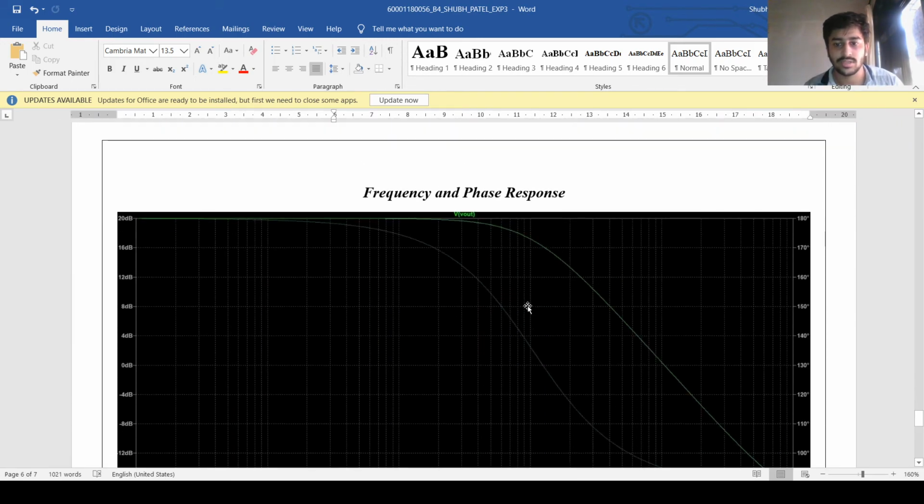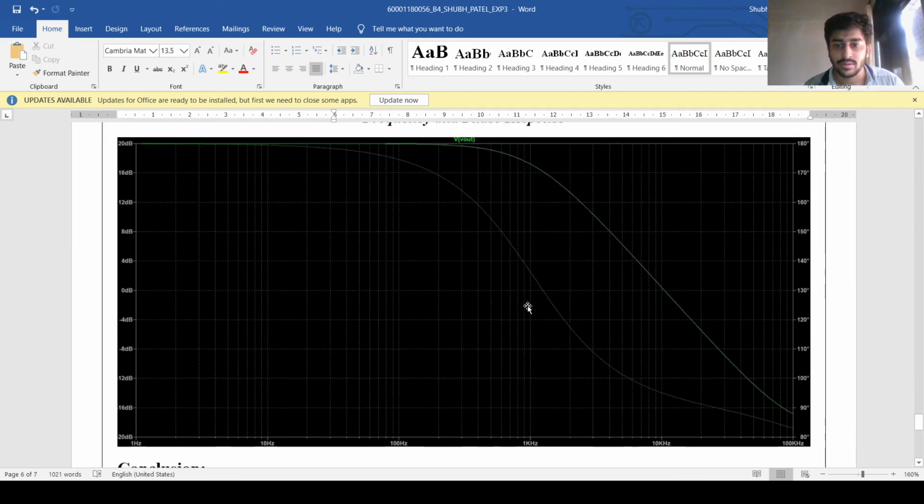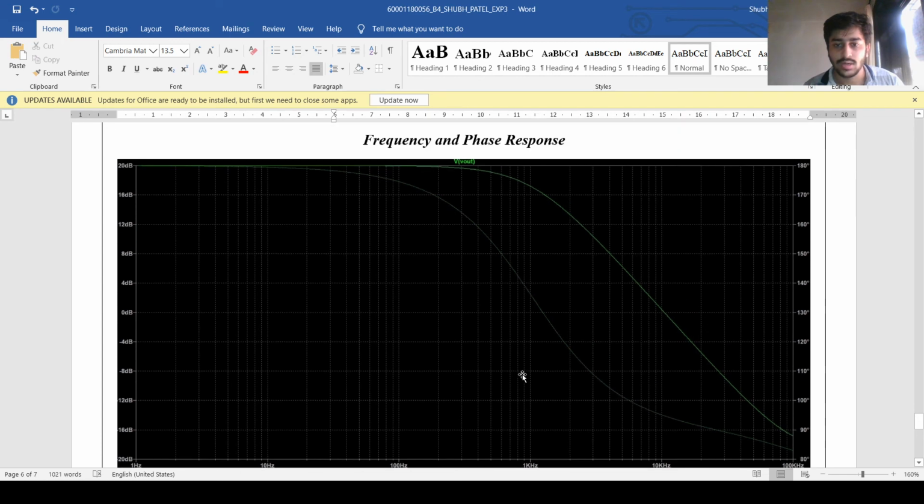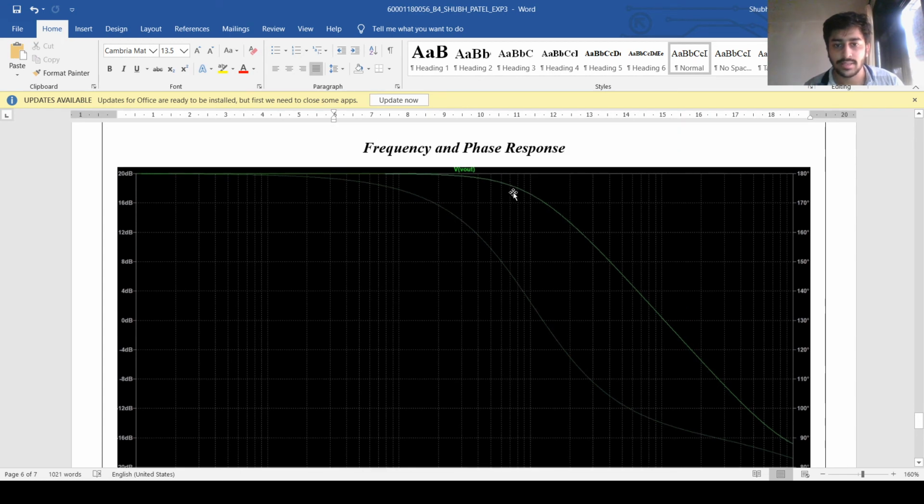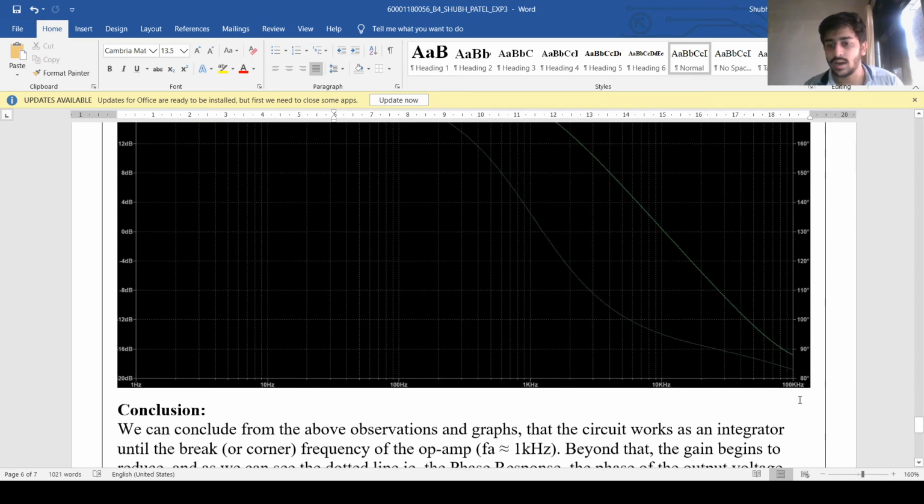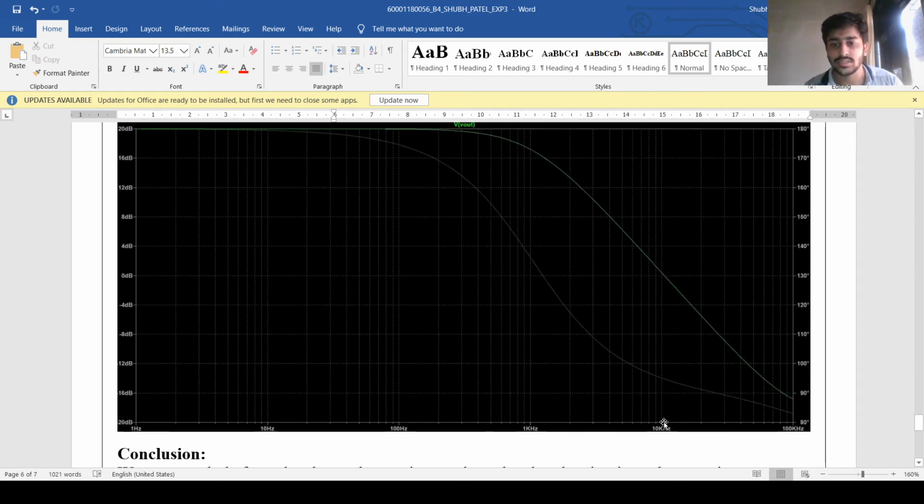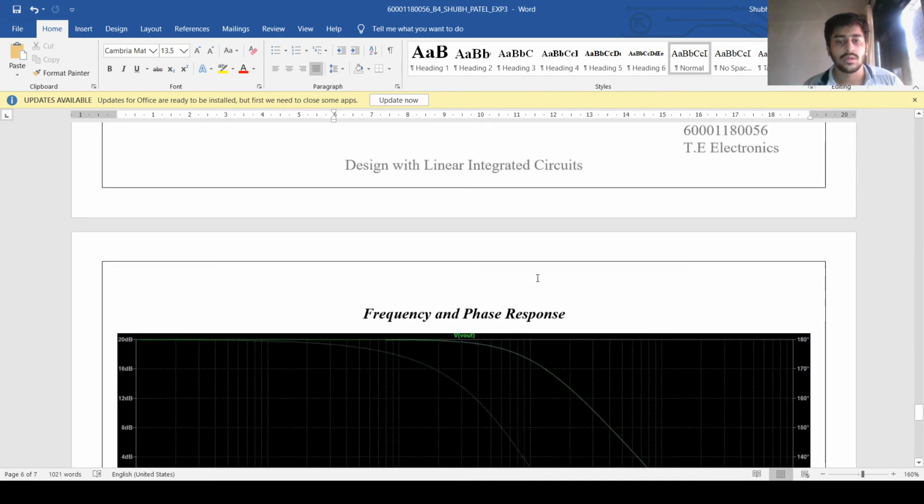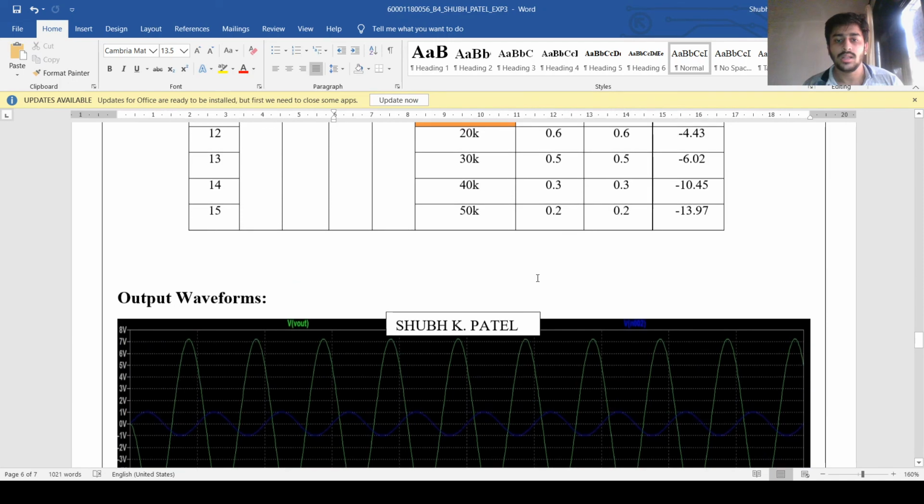This is the frequency response. I have already explained it earlier in this video. At 1 kilohertz, the gain drops by 3 dB and it drops constantly till 100 kilohertz, and at 10 kilohertz, which is Fb, the gain finally becomes 0. Let's move to the observation table.